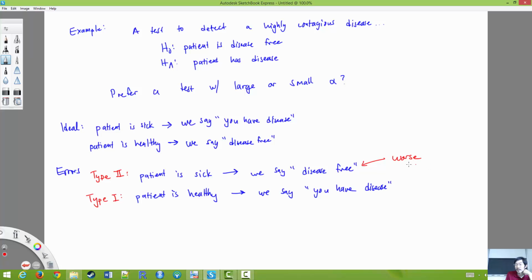So we would want a large alpha. Large alpha preferred. Okay, so a lot of times when we have tests to detect diseases, especially highly contagious ones, we go a little bit overboard. You know, we'd rather quarantine too many people than let a sick person go out there and be a vector for the disease and spread it to everyone.